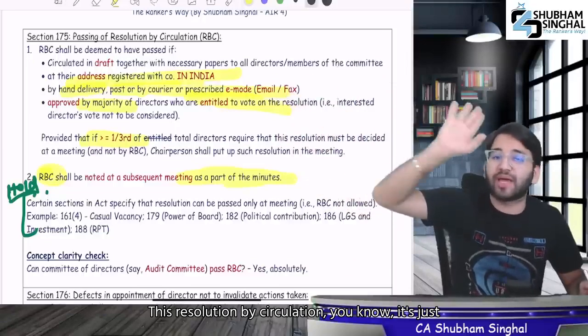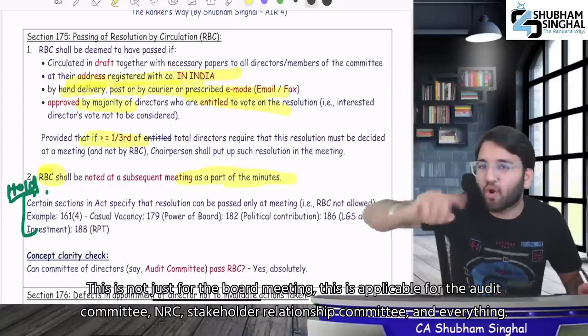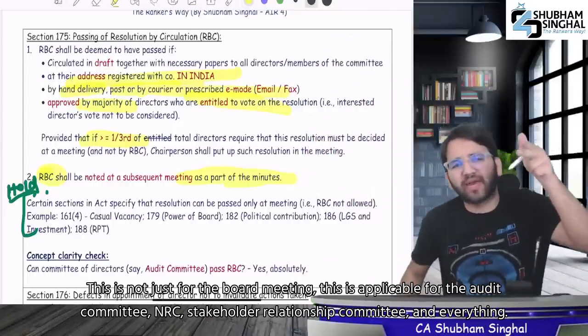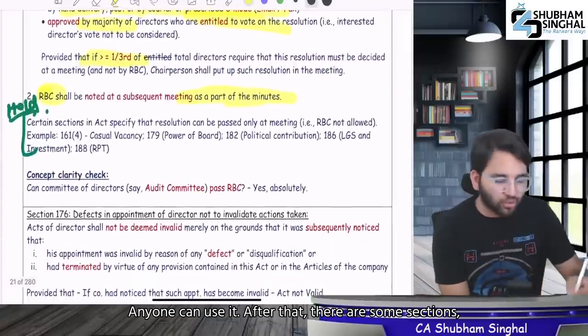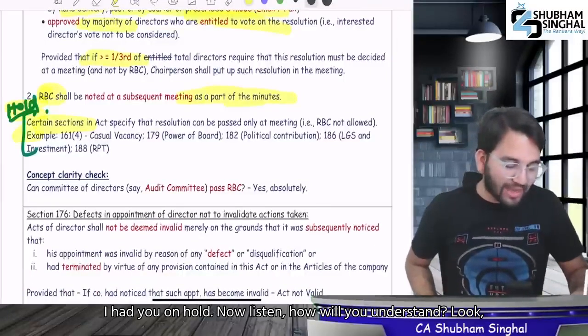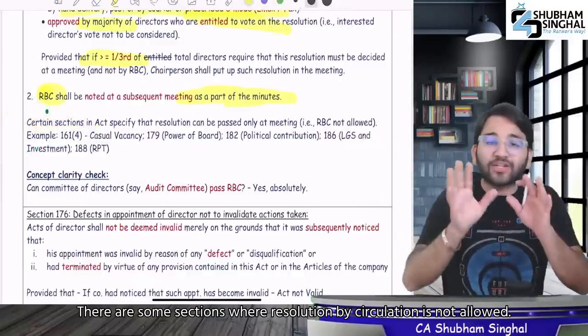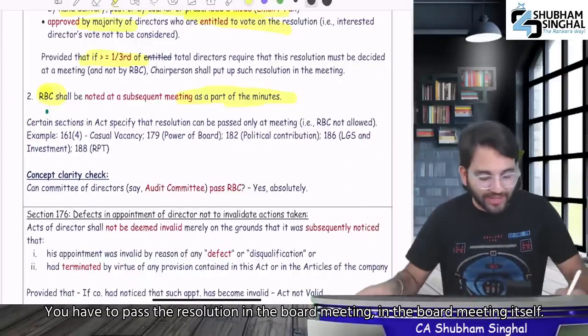I will tell you something. This is just resolution by circulation, and it is not only for the board meeting. It's applicable for the Audit, NRC and Stakeholder Relationship Committee. Anyone can use it. After that, there are some sections where resolution by circulation is not allowed. I told this earlier. Now listen, how will you understand? In these sections you have to pass the resolution in the board meeting, okay?